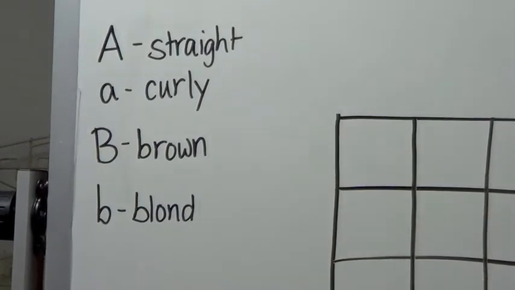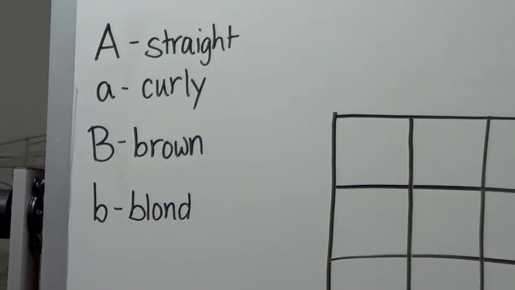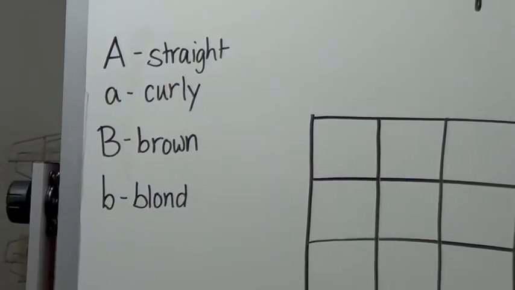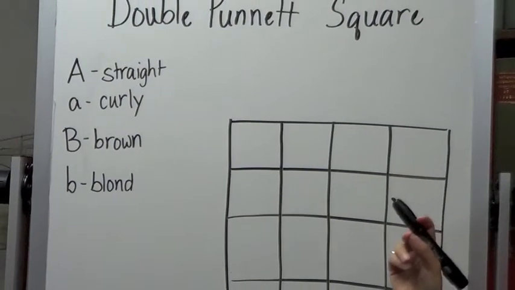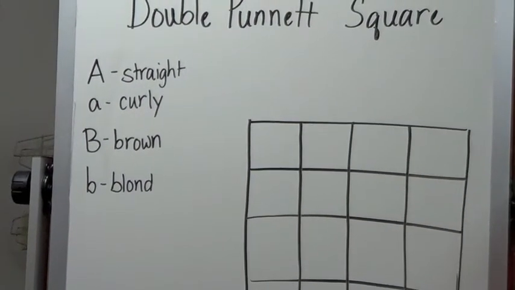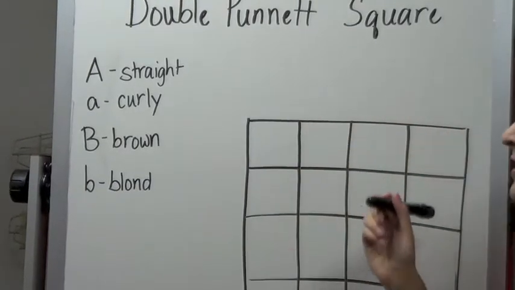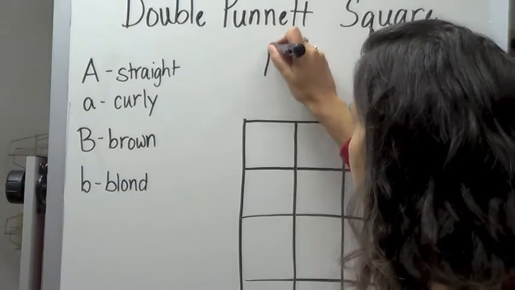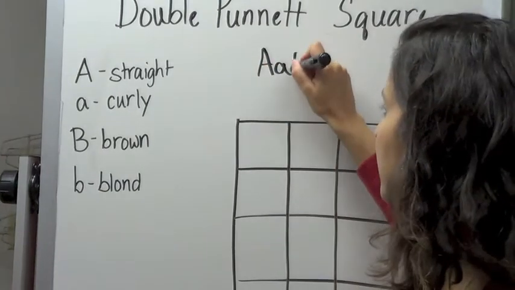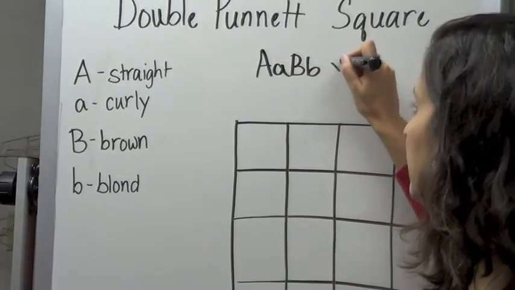Uppercase B is dominant, brown, and recessive is blonde. This is an oversimplification, but we're going to do two people who have straight brown hair but are heterozygous for both traits. So their genotypes will read big A, little a, big B, little b.